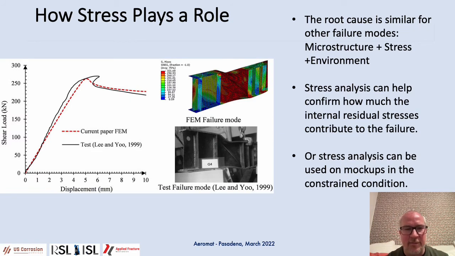When we do finite element modeling, we're relying on the modelers and how well they can understand and predict the material. And the root cause of many different failure modes comes down to the same thing as hydrogen embrittlement. It's a combination of microstructure, the stress, and the environment. And so with accurate stress analysis, you can confirm how much the internal residual stresses are contributing to the failure, or alternatively, you can build a mock-up and do stress analysis with applied stresses, and you can see what the actual stresses are in the true constrained condition.